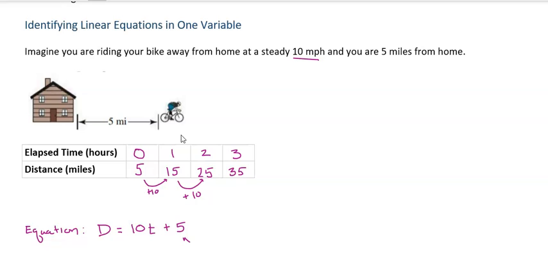So this right here is our starting point. And the 10t, this here, is our distance that we move, distance by moving over time, dependent on time. So you think about it that way. It's dependent on time because the longer I move, the farther I go.